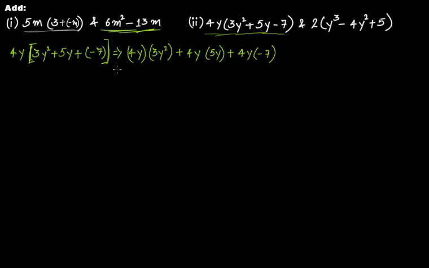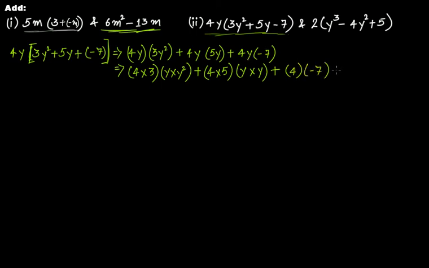Right, now if you solve it, this is 4 multiplied by 3, then y multiplied by y squared, this plus sign here, this is 4 multiplied by 5, here y multiplied by y, this plus sign here, 4 multiplied by minus 7, then you have y. You get 12y cubed, then you have 20y squared, and then you have 4 multiplied by minus 7 means minus 28, so plus minus 28y. Okay, so we have written all these terms and we have added them together. So this is the simplified form of this expression.